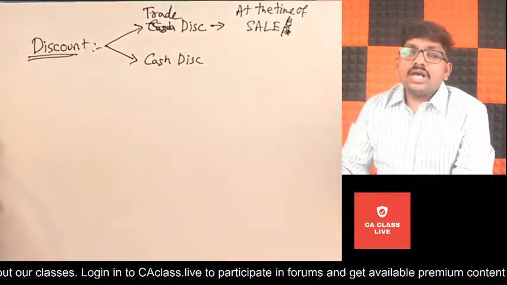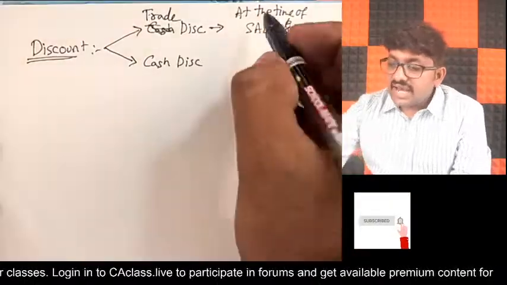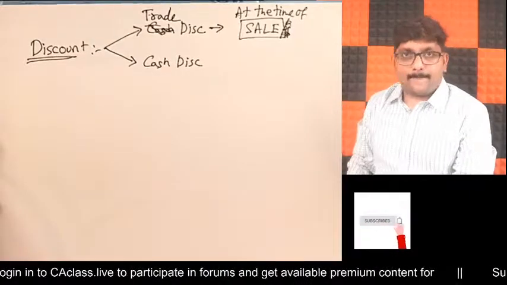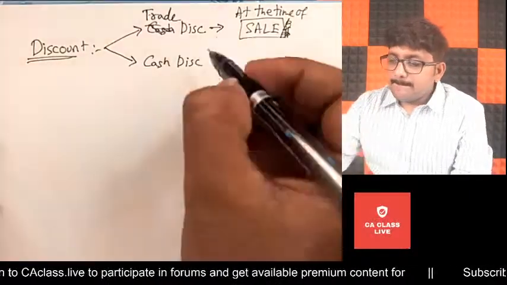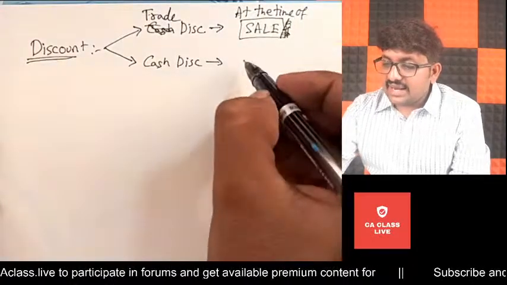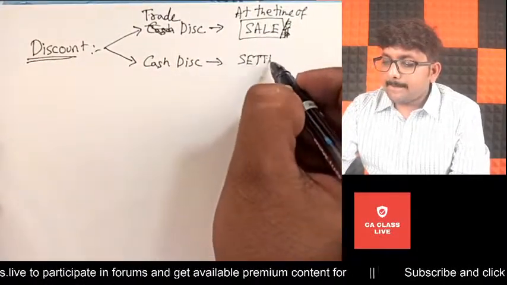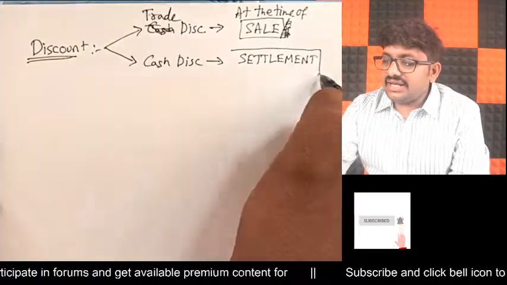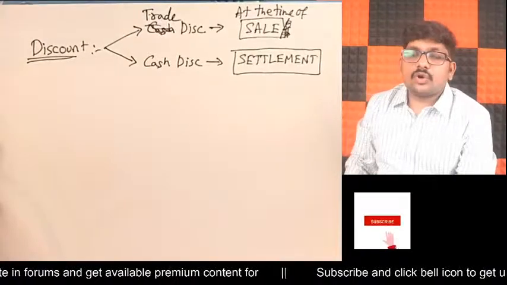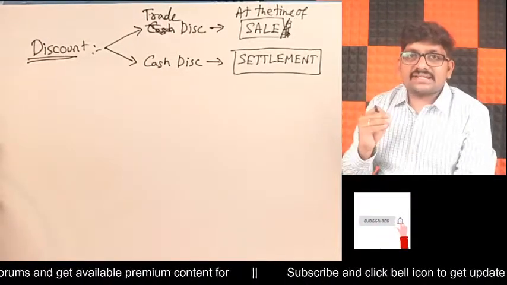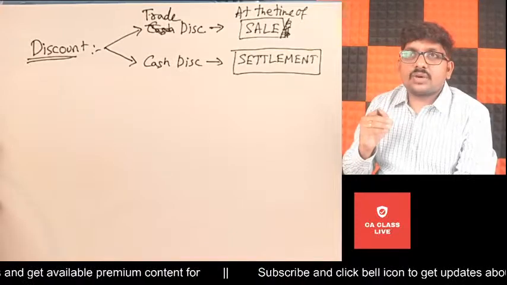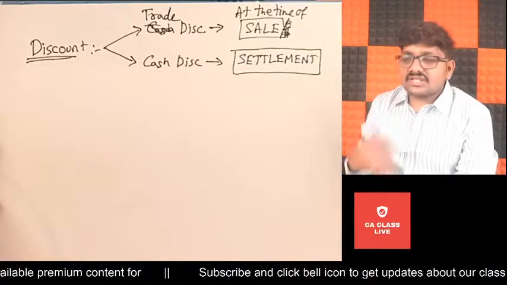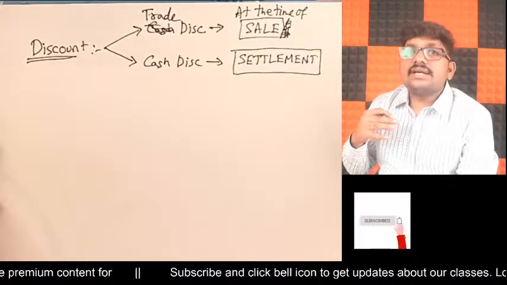If you give discount at the time of sale, when you are selling the goods, that is trade discount. But what is cash discount? Discount at the time of settlement. When you settle the money, at that time, if you give discount, you call it cash discount. Trade discount is the discount given at the time of sale. Cash discount is the discount you have given at the time of settlement.